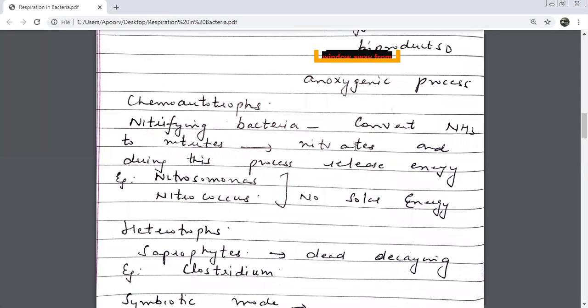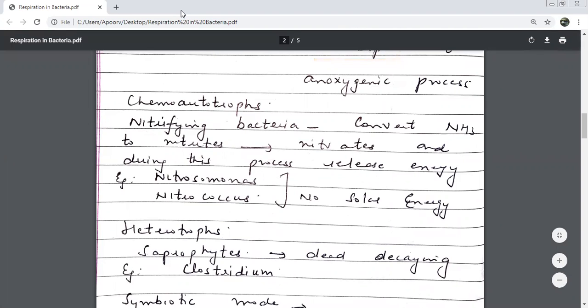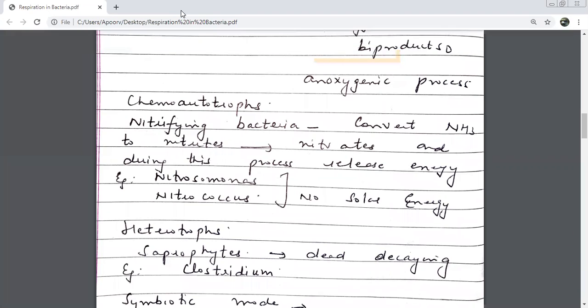Very good. And what is the byproduct in case of plants? Oxygen. And in bacteria, sulfur. Good. That is why this process is known as an oxygenic process. And if oxygen is not the byproduct and some other thing is, then we call it an anoxygenic process. Good.